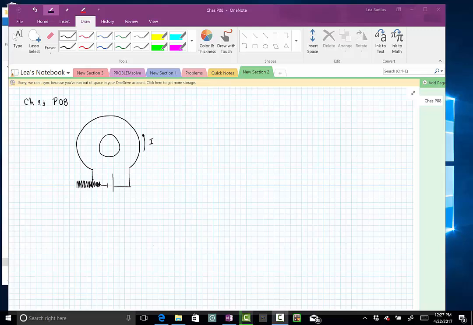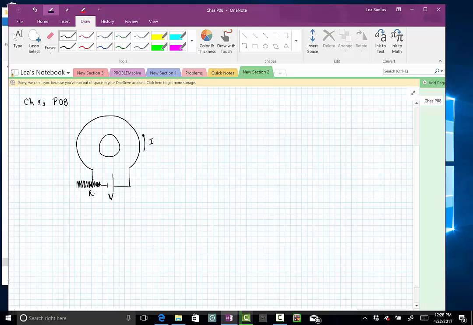Okay, so this is problem 8 of chapter 21 of Giancoli 6th edition. So we have these two circular loops, the outer one and the smaller inner one. Through the outer one there is current going through. There is current because here we have a potential difference and we have this current going on. The circuit is closed. There is a resistance to the circuit.